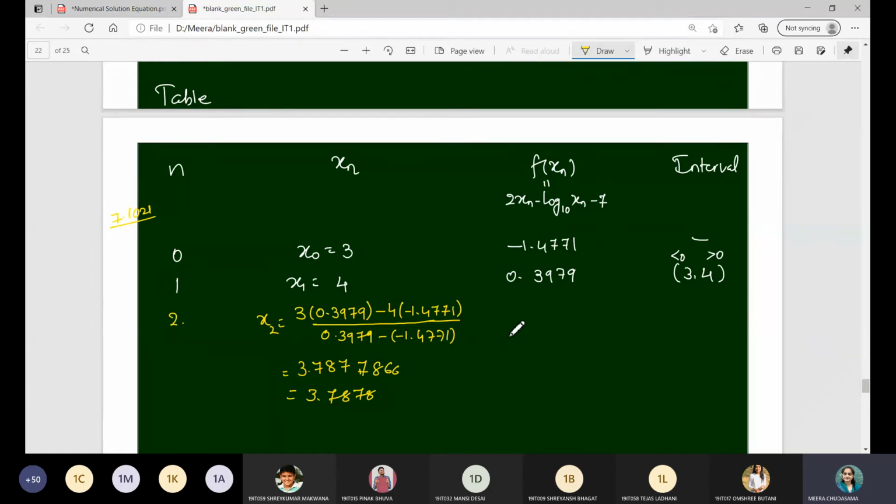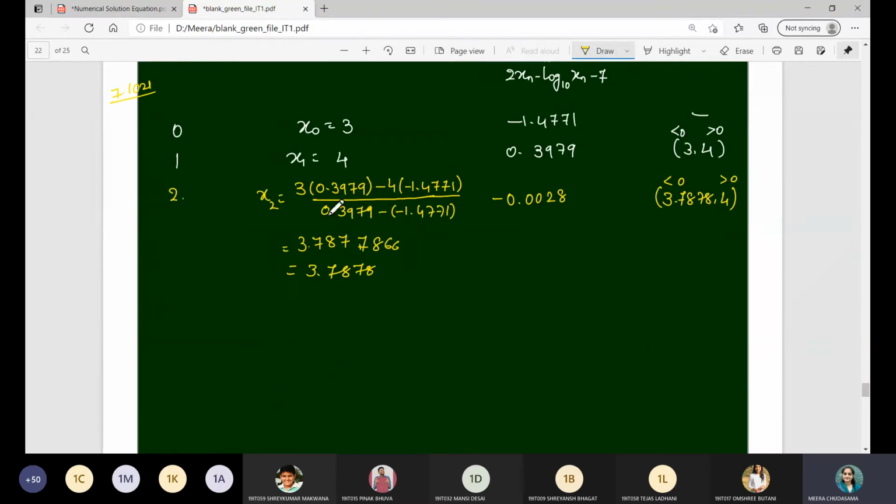What is the function value? Ma'am, minus 0.0028. Just a moment. Minus 0.0028. Let me check. Yes, that is the negative. So now 3 will be replaced by that particular point, means 3.787824. We have to consider the interval. So one having the less than sign, one having the greater than sign, right?